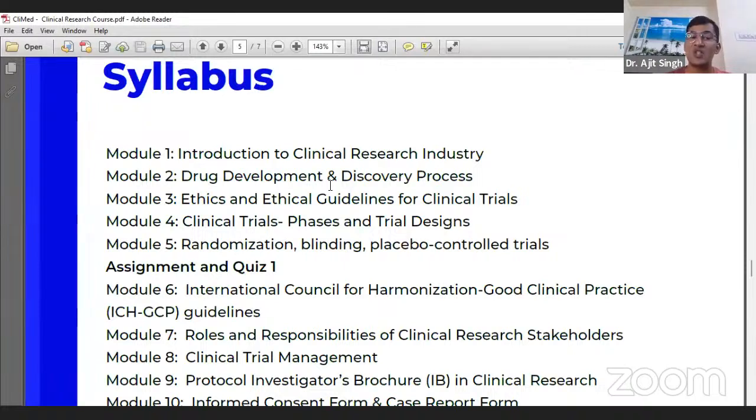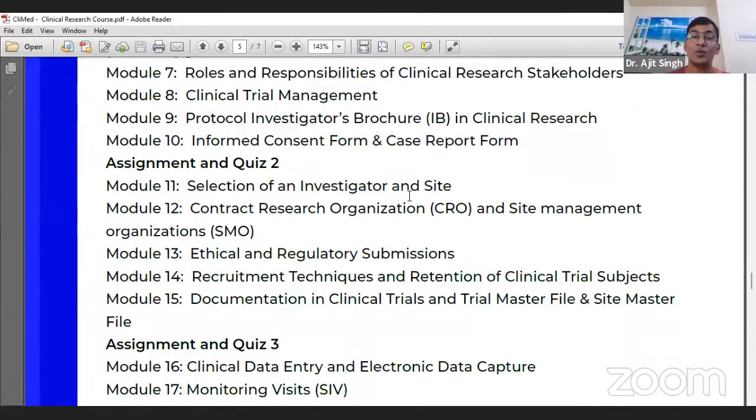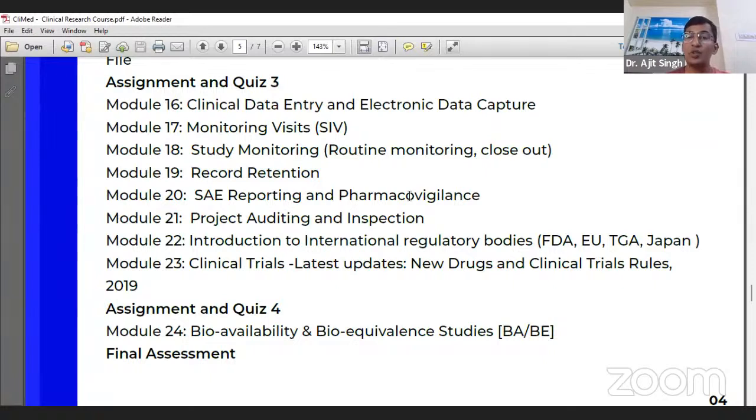It is including the entire drug development and discovery process, ethical guidelines, clinical trial phases, complete randomization, blinding, everything. Okay, and then there will be ICH GCP guidelines, roles and responsibilities of all the stakeholders, clinical trial management, and all the IBs, CROs, SMOs, and ethical and regulatory submissions requirements, all the techniques and retention of the clinical trial subjects. I mean, whatever you need to learn for industrial clinical research, that will be done here.